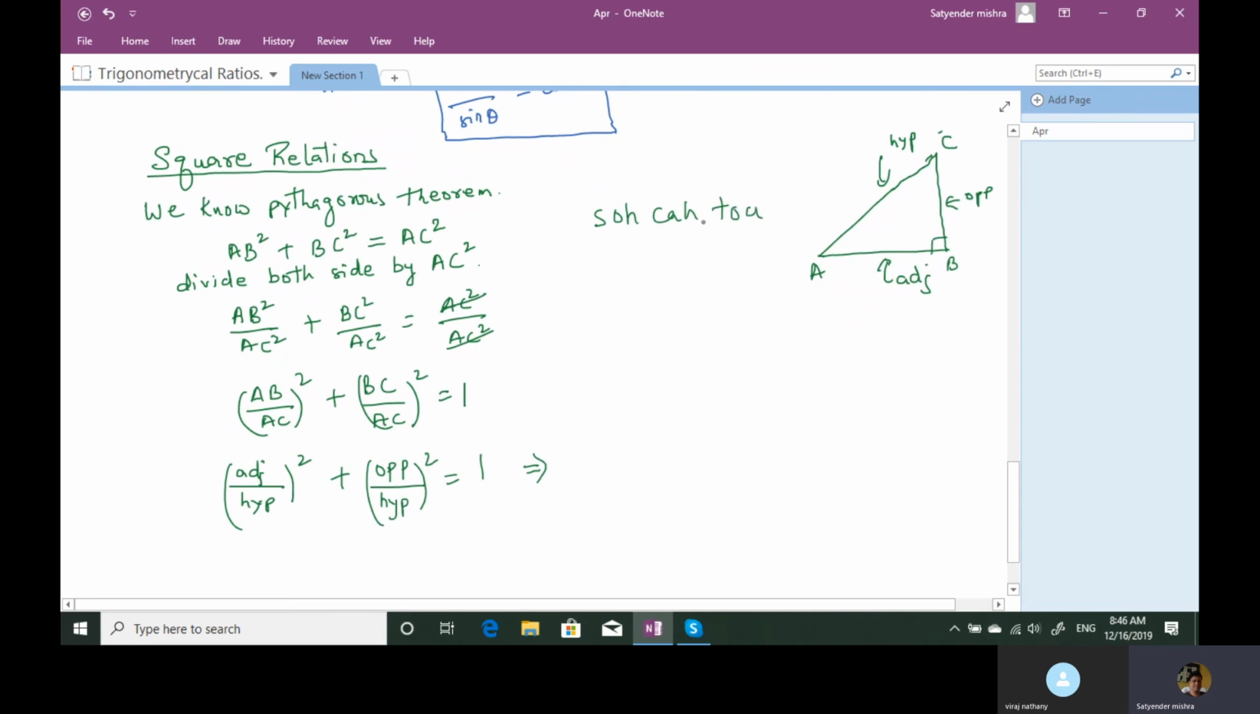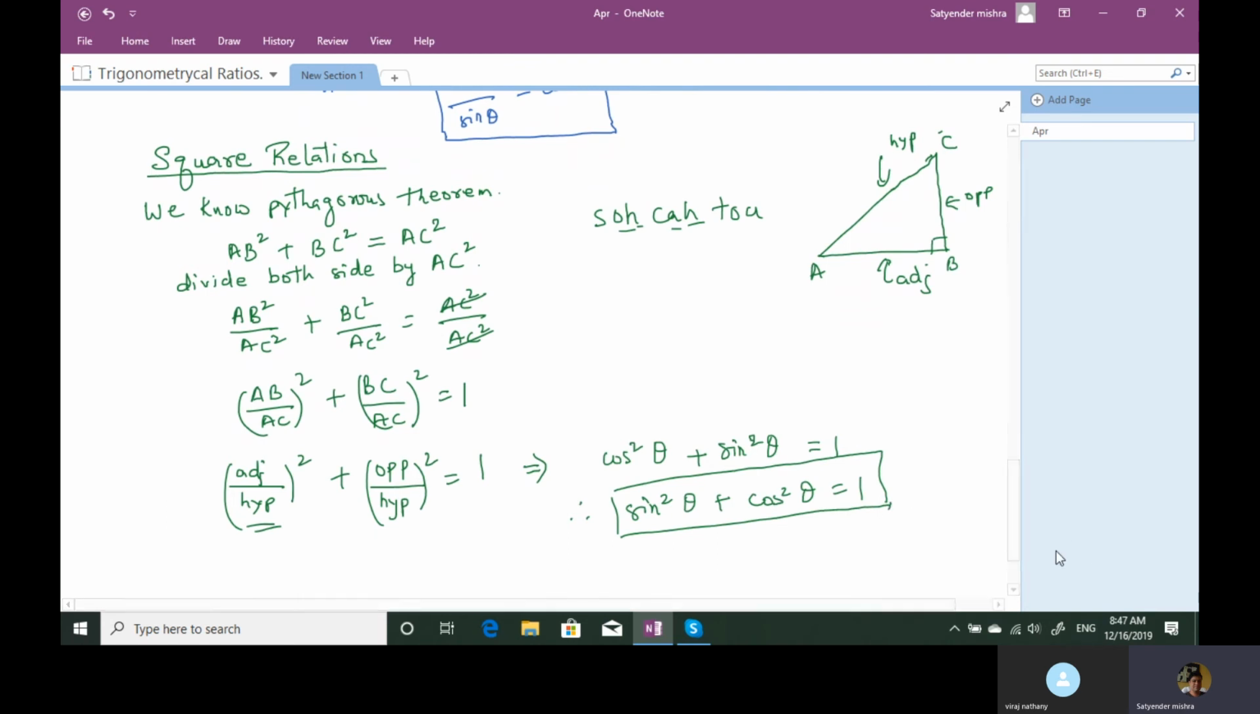So adjacent by hypotenuse means this is a cos relationship. It will give me cos square theta, right? Opposite by hypotenuse means sine relationship. So this will give me sine square of theta, which is equal to 1. So we can say that sine square theta plus cos square theta is equal to 1, right? So this is one relationship.